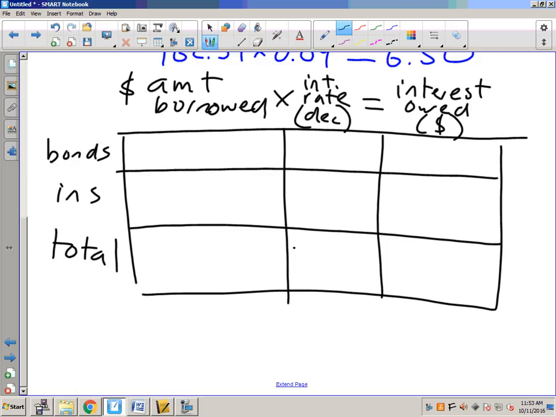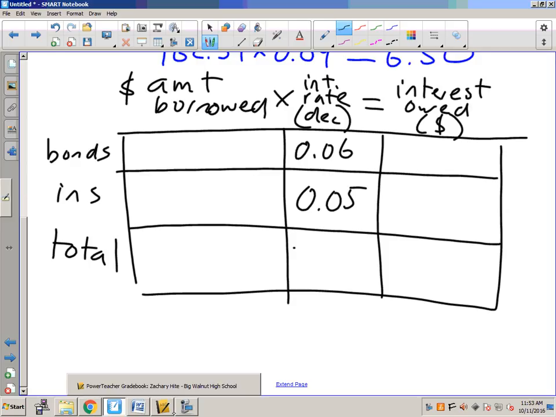What's our interest rate for bonds as a decimal? 0.06. And for the insurance loan that we're going to get? 0.05. All right, what else can we fill in here?